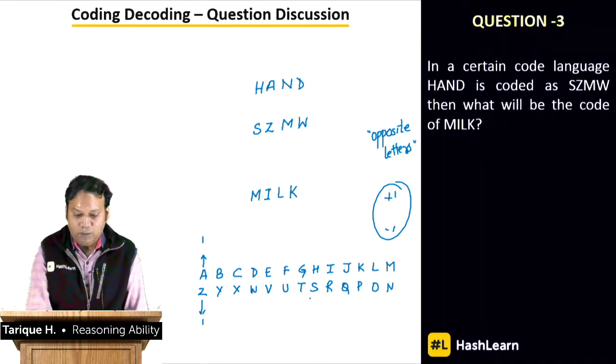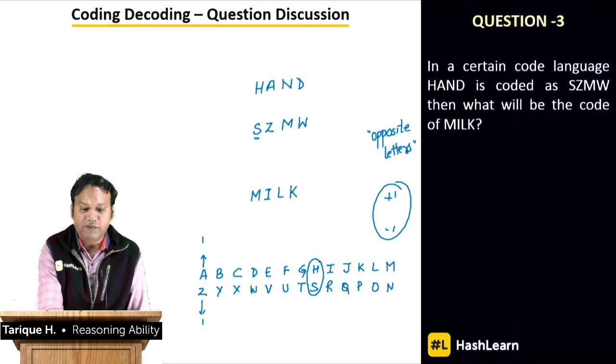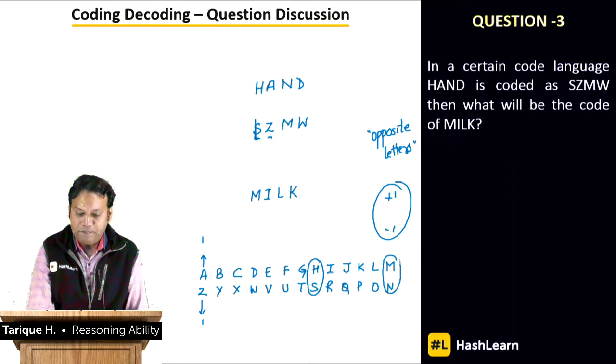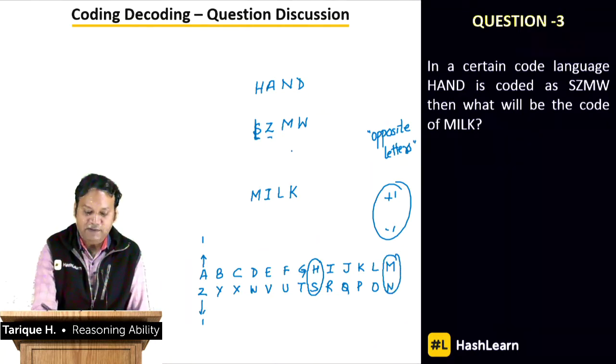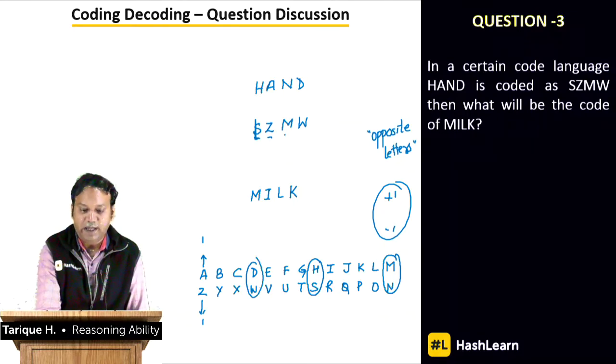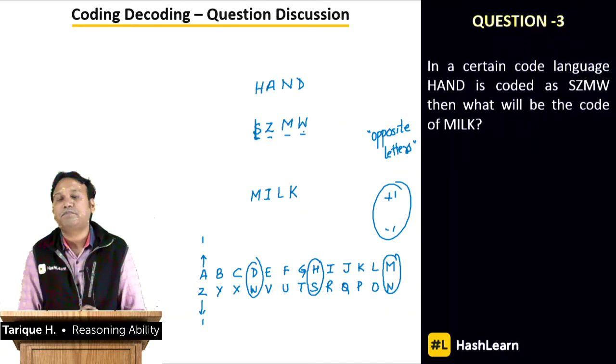So what do you see opposite H here? You can see it. What is opposite H? S. That's how we got S here. And what is opposite A? Z. Opposite N we have M, and opposite D we have W. So that's how we get this code here, SZMW.